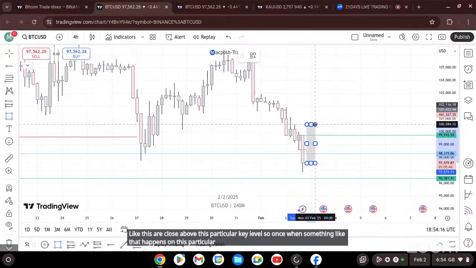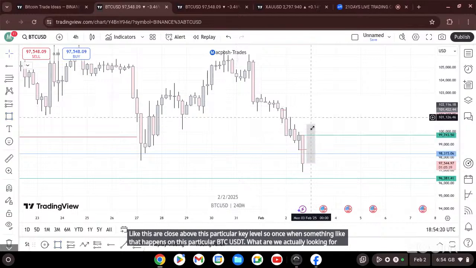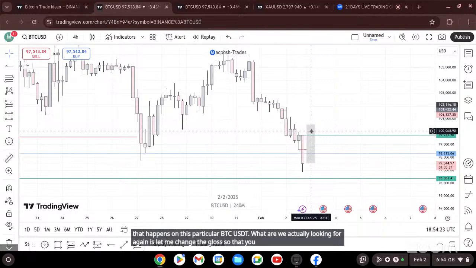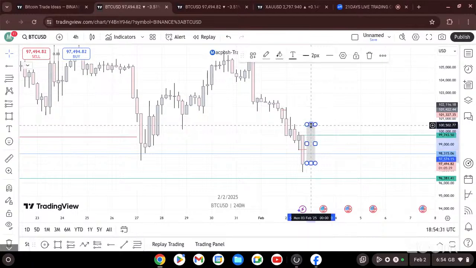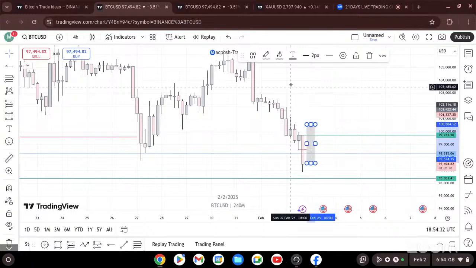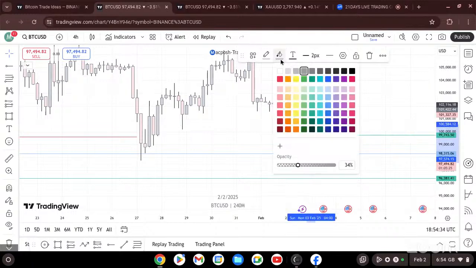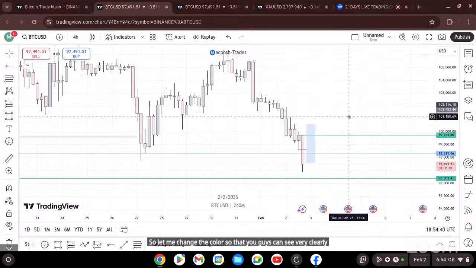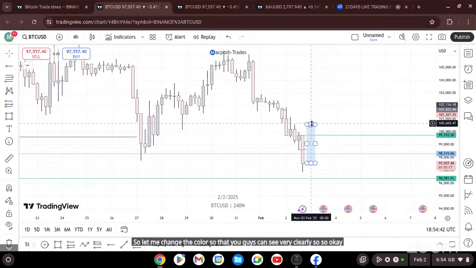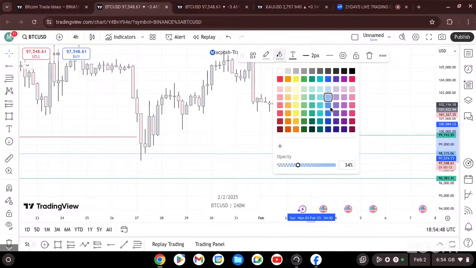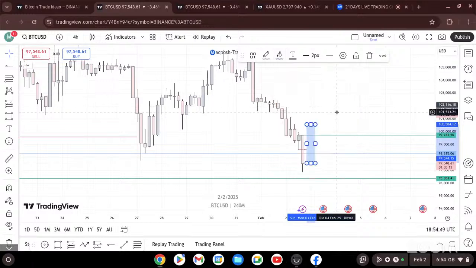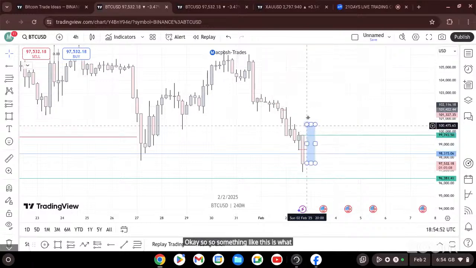So once something like that happens on this particular BTC USDT, what I'll be looking for again is, let me change the color so that you guys can see it very clearly. Okay, so something like this is what I'll be anticipating on BTC USD by tomorrow.